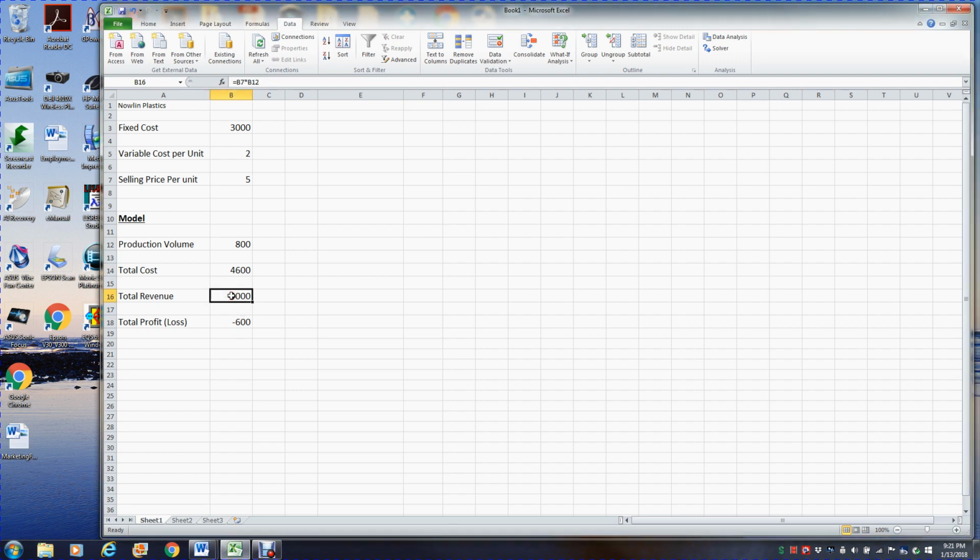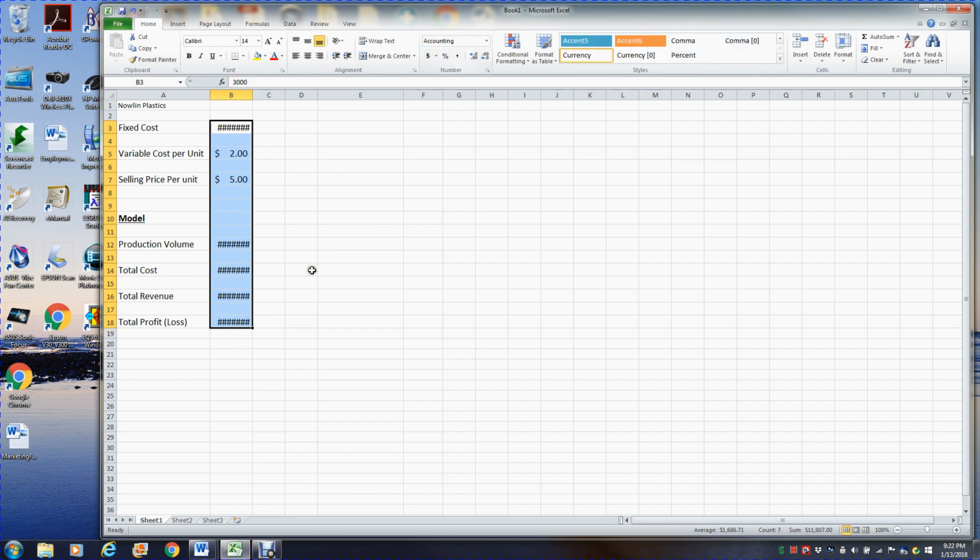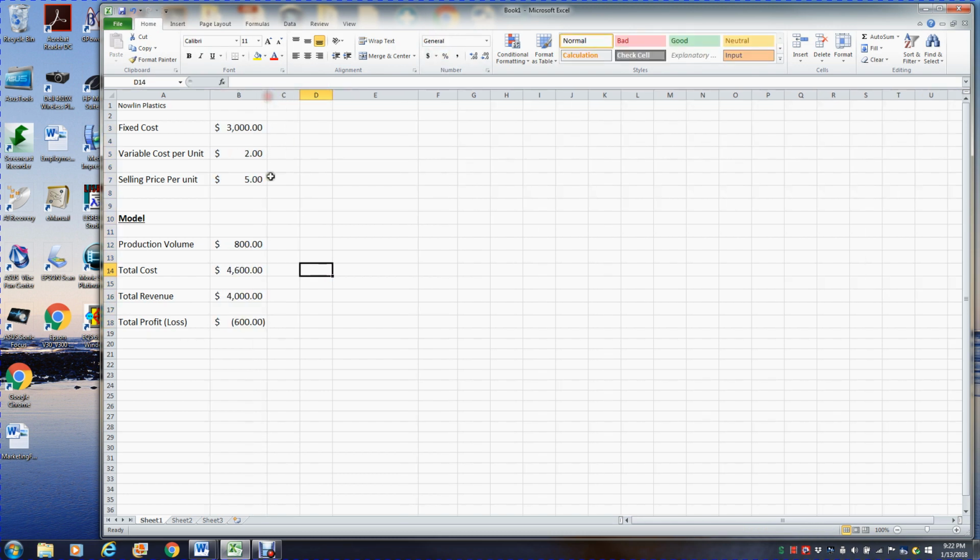So the next equation then is the total revenue, which is the selling price per unit multiplied by the production volume. And I've used the same numbers as in the example in the textbook, which shows a total loss in this case of $600. I could make all of these dollar amounts. Actually, they're not all dollar amounts. Let's make that a single value.